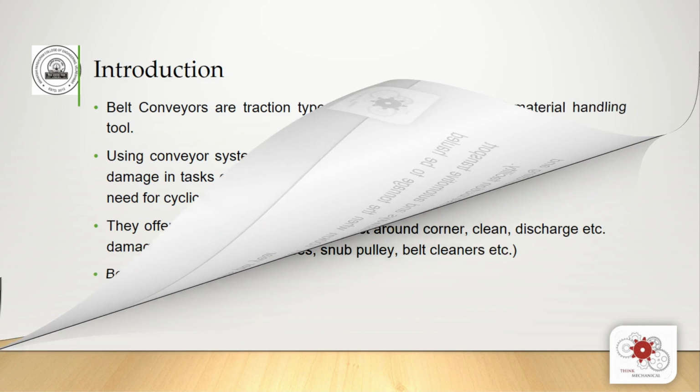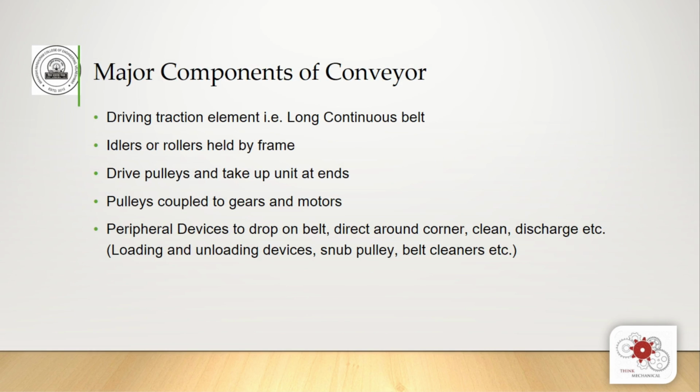the transportation. Then the major components of conveyors are the traction element, that is driving element, or we can call it as a belt. Then idlers or rollers over which the belt runs, then drive pulleys and take up unit at the end, then pulleys coupled to gears and motors. So gears and motors are again the components of conveyor system, and the peripheral device to drop and pick up the material from the belt.